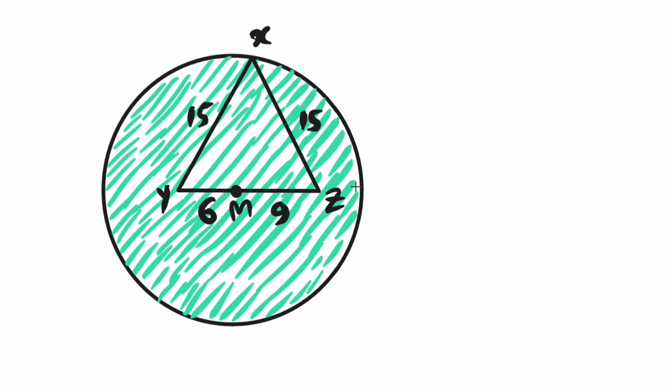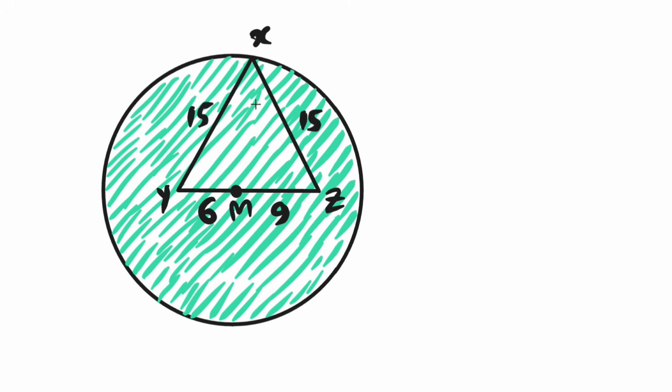Let's solve this geometry problem carefully and keep our attention on the one idea that makes the calculation much easier. We have an equilateral triangle XYZ placed inside a circle, and the center of the circle is point M. We are told that M lies on side YZ.